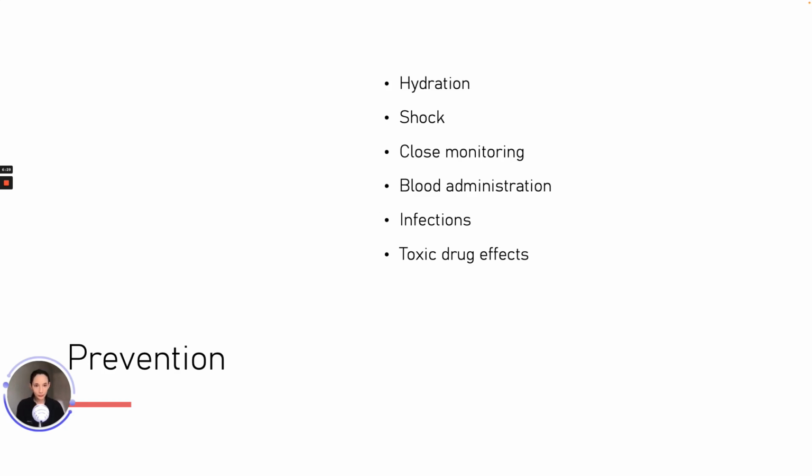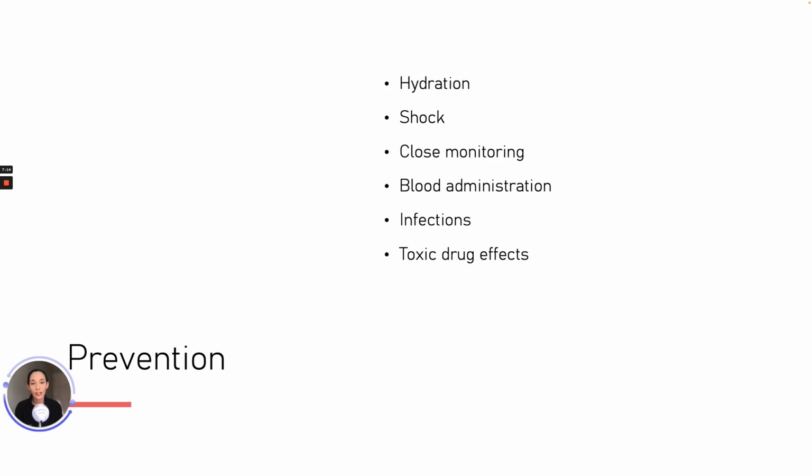So prevention. This involves hydration. By providing adequate hydration, we can reduce the risk for dehydration. Shock: we want to prevent and treat shock promptly with blood and fluid replacements. We want to monitor closely central venous and arterial pressures and hourly urine outputs of critically ill patients to detect the onset of renal failure as early as possible. With blood administration, we will take precautions to ensure that the appropriate blood is being administered to the correct patient in order to reduce and avoid severe infusion reactions.